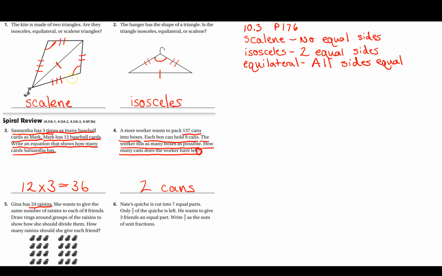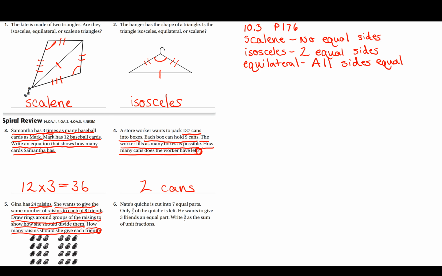Okay, Gina has 24 raisins. It's modeled for us, it looks like. Let's see, we got 3 by 4. So 3 times 4 is 12. Another 3 by 4 is another 12. So you got 24. She wants to give the same number of raisins to each of 8 friends. Draw rings around groups of raisins to show how she should divide them. How many raisins should she give each friend?